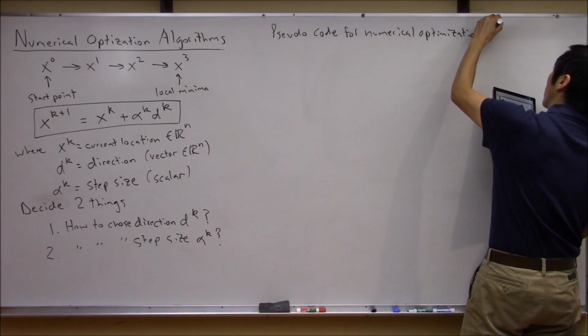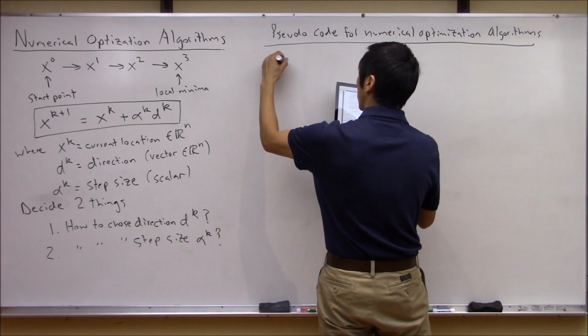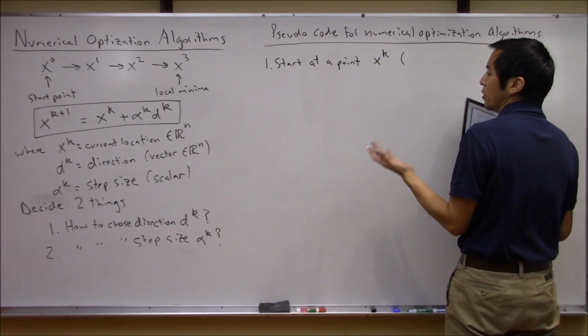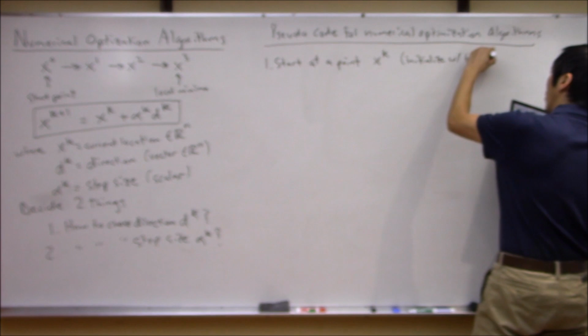In this context, we saw in the picture that I unfortunately just erased, the first thing that you're going to do is start at a point, and let's call this xk. It's the current location. Sometimes you can just initialize this with your best guess of what you think is the optimal solution. So let's say initialize with best guess.